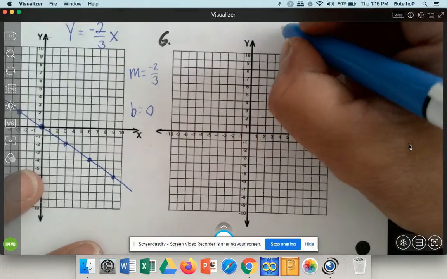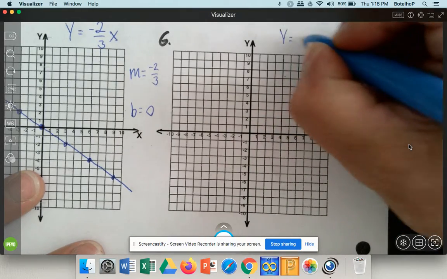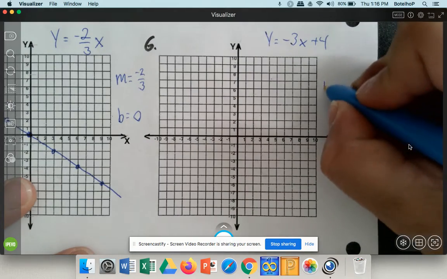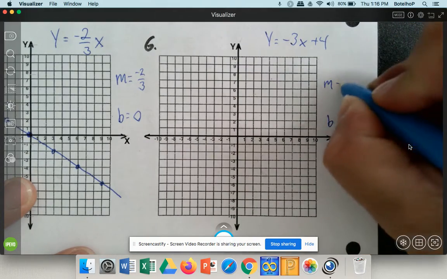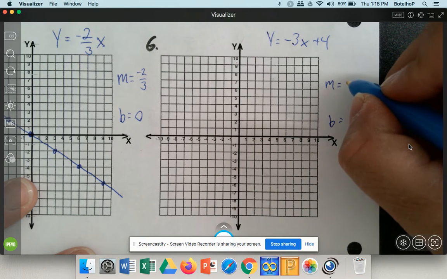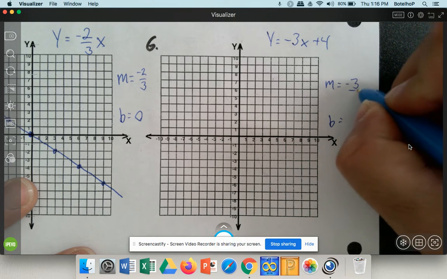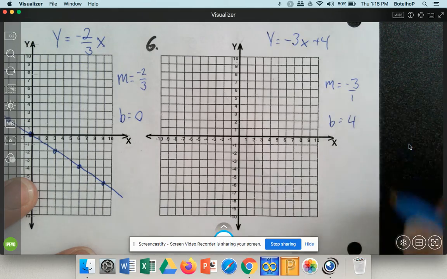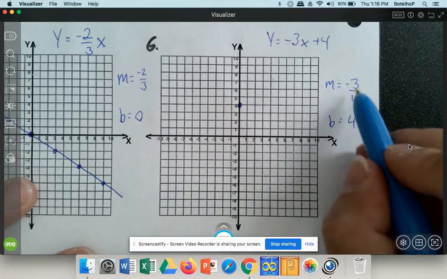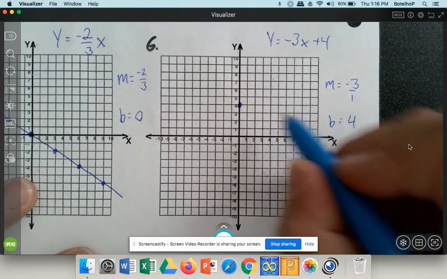The last one, this one is just kind of standard. I won't help you too much with this one. Y equals -3x plus 4. M, B, and graph it. So hopefully you put -3 for your slope over 1, 4 for your B. Put a dot at 4. Now hopefully you followed the correct slope and you went down 3, right 1.